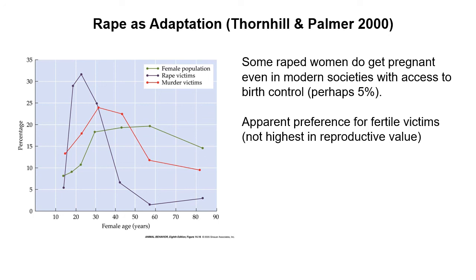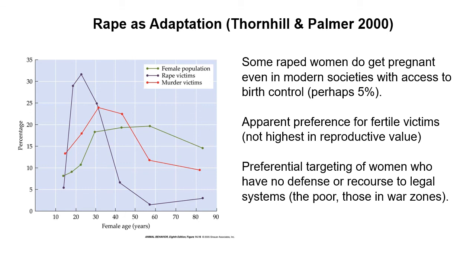Men have an apparent preference for fertile victims, not the highest in reproductive value, and they have a preference for targeting women who have no defense or recourse through the legal systems, like those that are poor or in war zones. So the rapes that occur tend to occur in situations where the guy is less likely to be punished, as well as when the girl is most likely to be fertile. And actually, we know that men tend to target women who are ovulating.